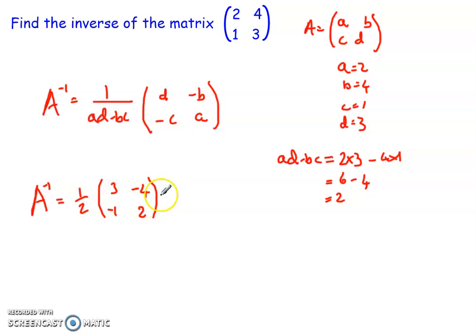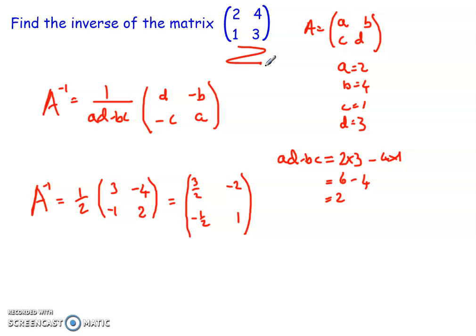If you wanted to get the fraction inside, I could take it in, and I'd end up with 3 over 2, negative 2, negative a half, and 1. So there you go, that is the inverse of this matrix here.